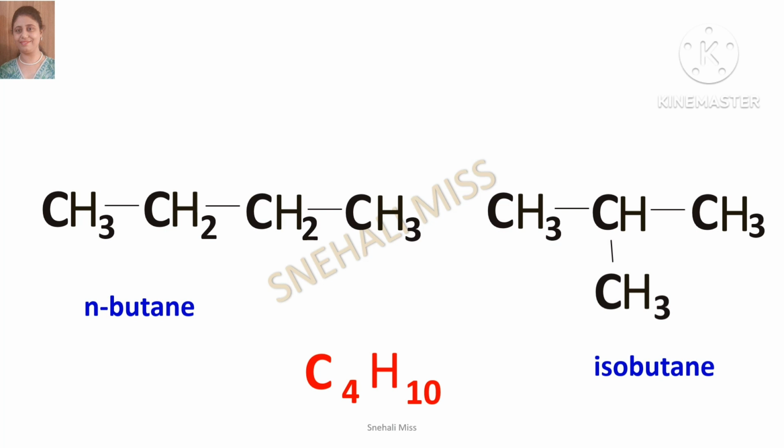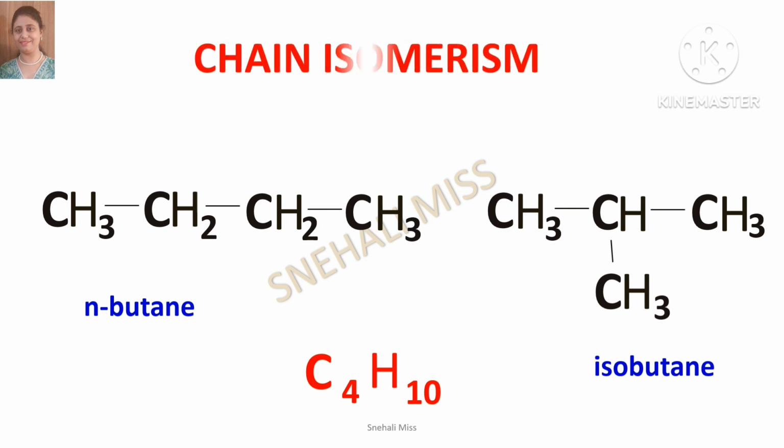It means there is a difference in their chain length, because your first structure contains 4 carbon atoms in the straight chain, while your second example contains 3 carbon atoms in its straight chain. And that's why it is known as chain isomerism.